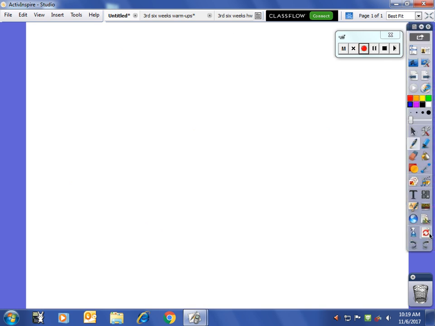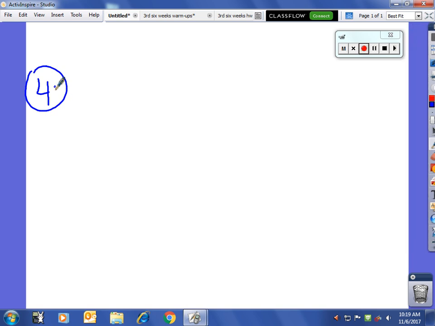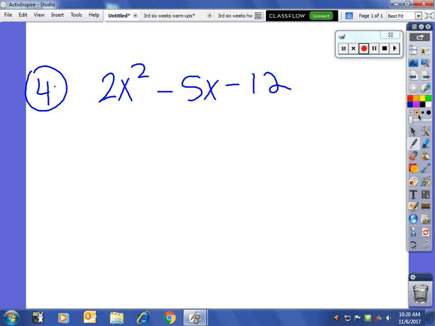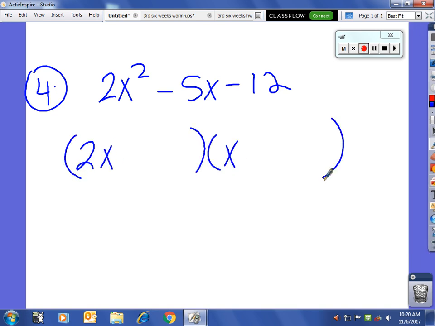All right, let's try another one like that. Number 4: 2x squared minus 5x minus 12. And the more you do these, the better you get at the guessing. And again, so far we've only used 2's or 3's at the beginning, which the nice thing about that is 2x squared has to be 2x and x.